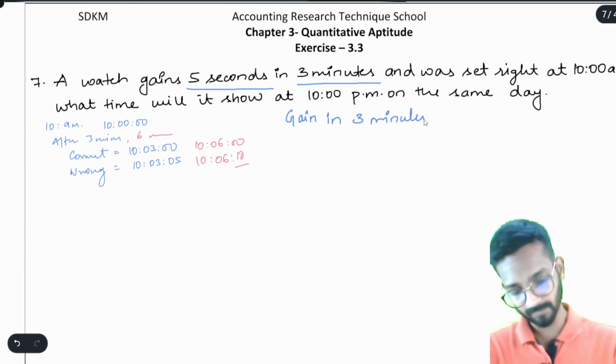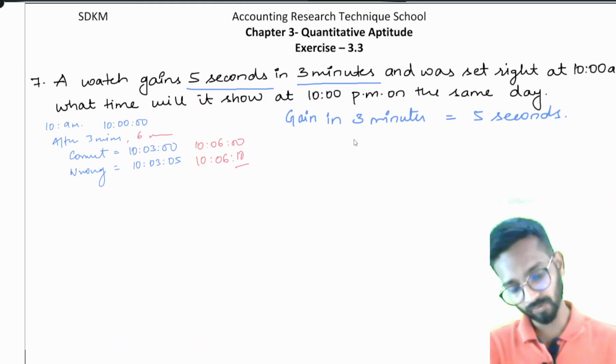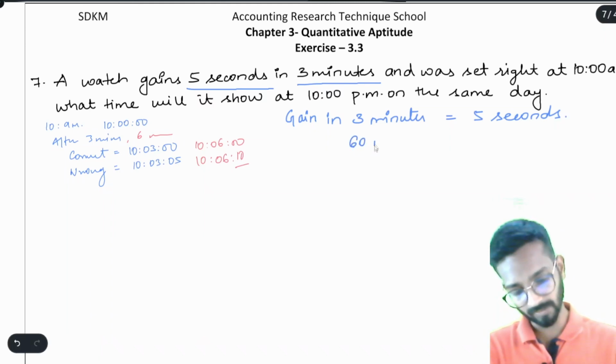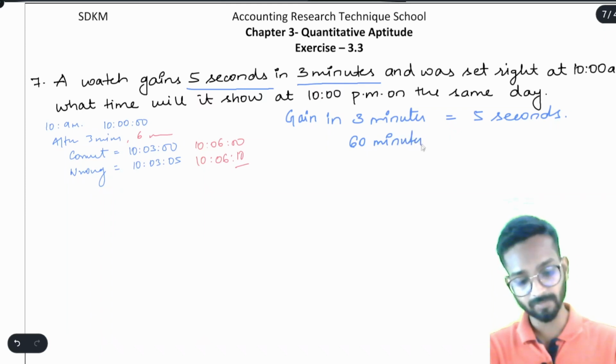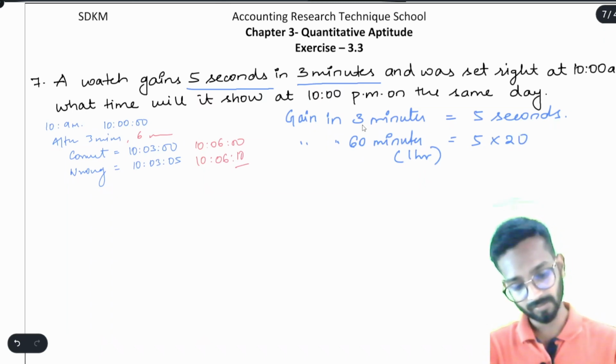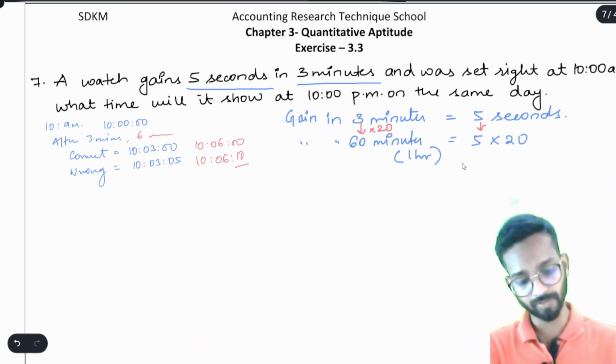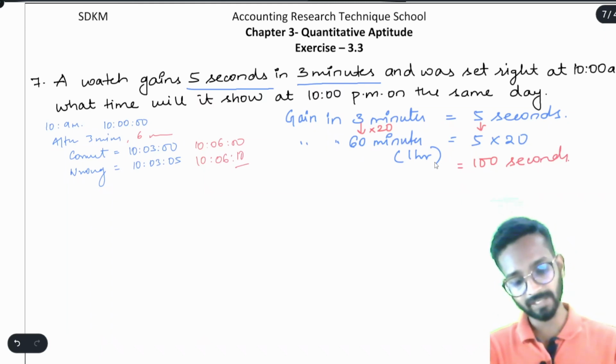3 minutes is how much? 5 seconds. Simple. If I have to know gain in 60 minutes, why am I writing 60 minutes? Because 60 minutes is nothing but 1 hour. So gain in 1 hour, you can say gain in 60 minutes, will be 5 multiplied by 20, because 3 minutes to 60 is multiplied by 20. So I am doing the same thing, 5 into 20, that is 100 seconds. So gain in 1 hour is this much.